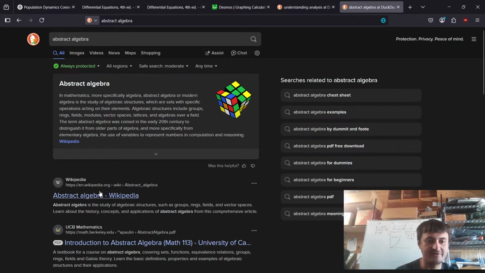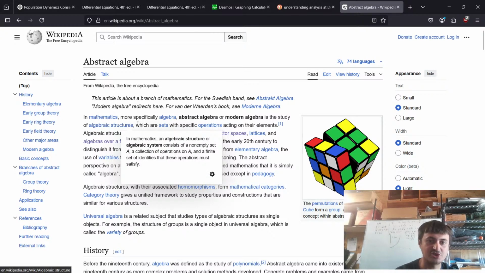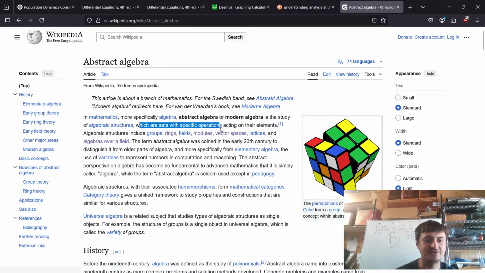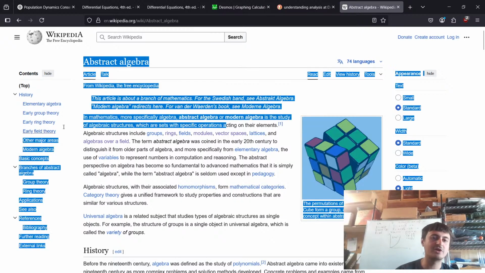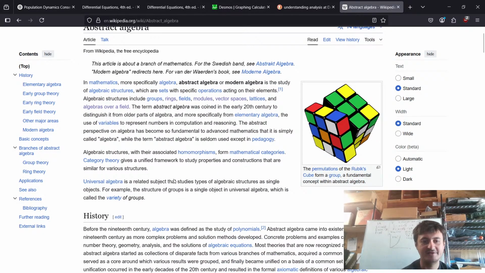Let's see how Wikipedia defines it. Abstract algebra is the study of algebraic structures, which are sets with specific operations acting on their elements. Yeah, it's really just like exploring the space of possible mathematical structures. But it's pretty fun.